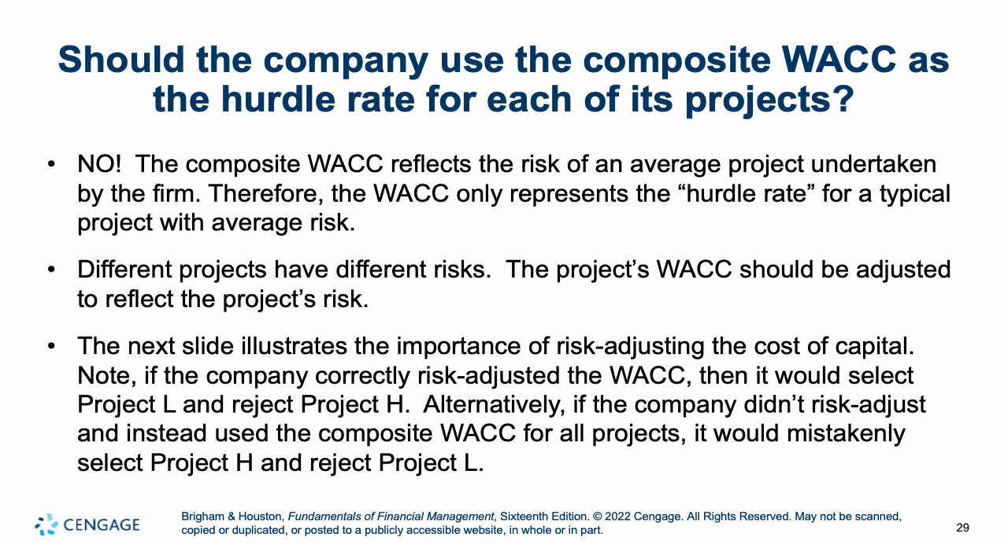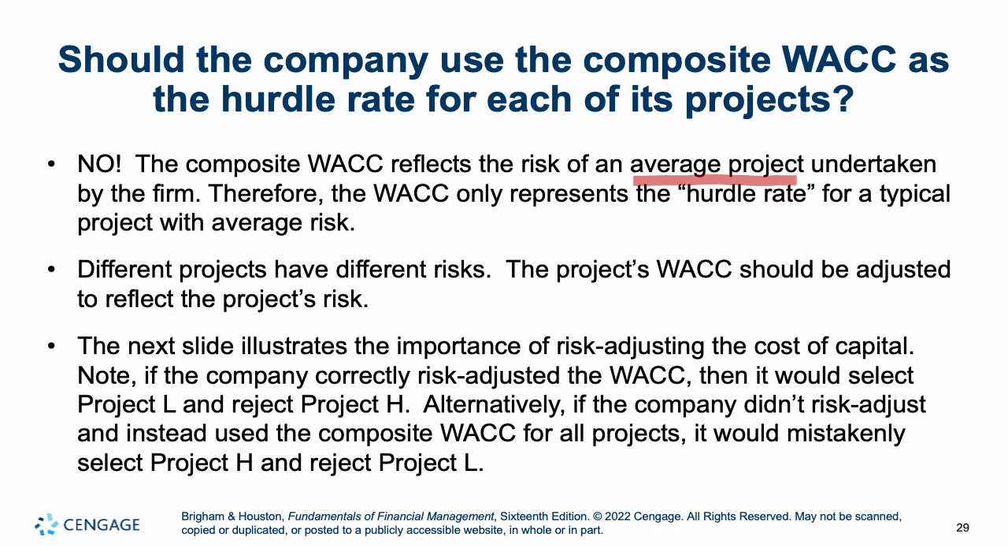Should the company use the composite weighted average cost of capital as the hurdle rate for each of its projects? And this is an important point. The answer is no. Our composite weighted average cost of capital reflects the risk of an average project undertaken by a company. So your weighted average cost of capital is only the hurdle rate, meaning does the project return more than our cost, for a typical project with average risk. Different projects have different risks, so our weighted average cost of capital may have to be adjusted. Depending on what the risk of our project is, it may affect our cost of capital.